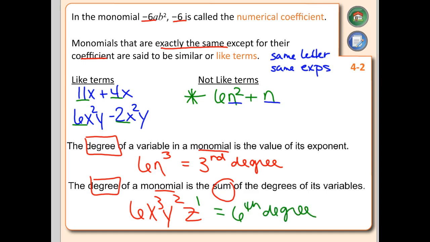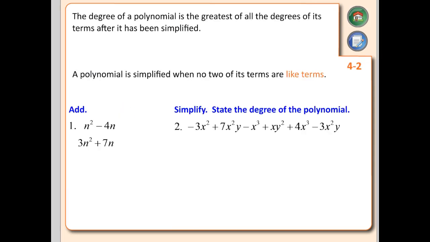So when they're talking or asking us questions about degrees, we're looking at exponents. That's what that means. Now, let's change it up. This time, I want to know the degree of the polynomial, different word. The degree of the polynomial. The definition says it is the greatest of all the degrees of its terms after it has been simplified.